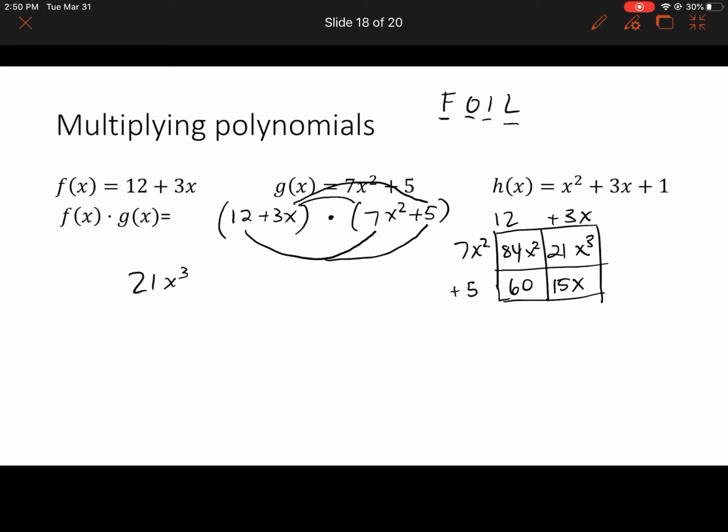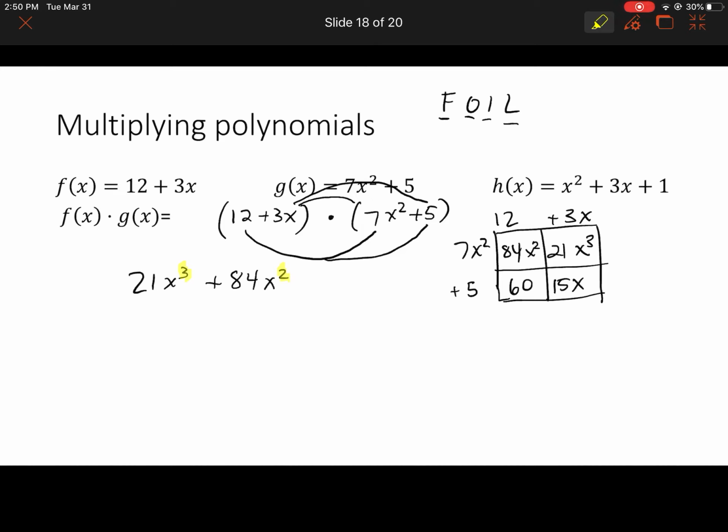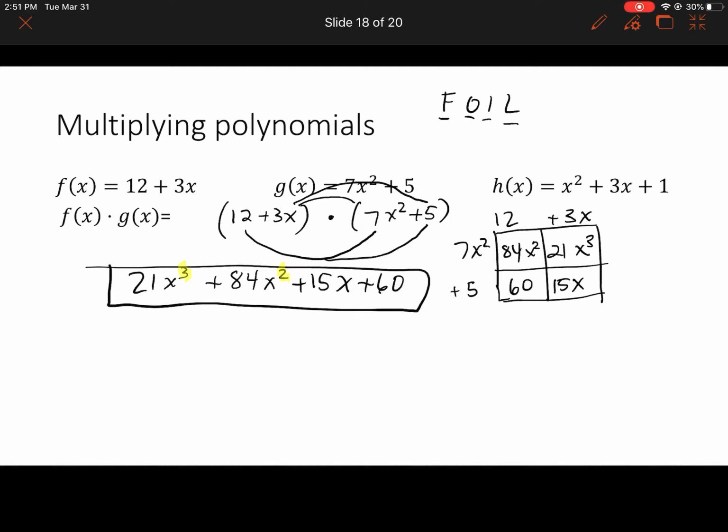So I'm going to write that down first. 21x cubed. Notice that it's positive, so that's why I leave it positive. The next term is 84x squared. That's the next highest degree term. You see I'm looking at the exponents to write them down in the correct order, right here and right here. The next one would be 15x. Plus 15x. And then plus 60 for that final constant term. So this is our final answer for multiplying the two-term polynomial functions.